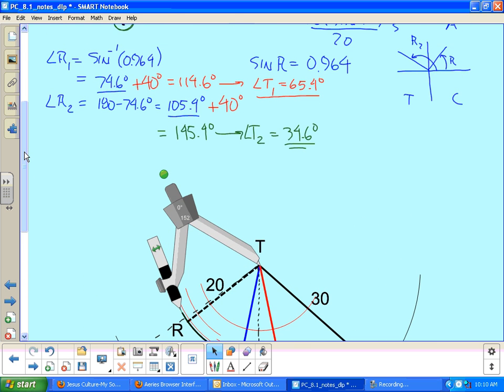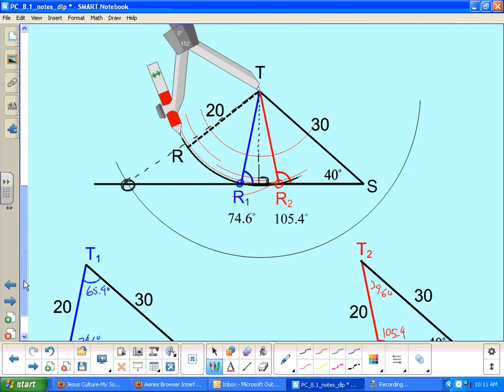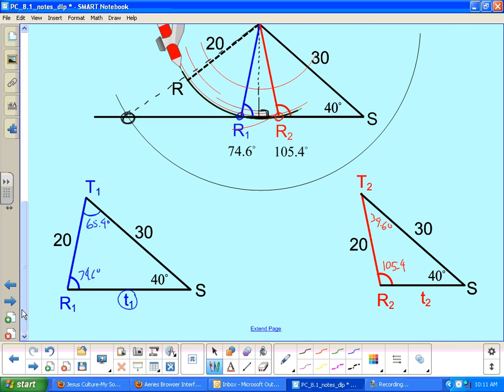We have to actually go back and finish this, because we didn't find little t1 and little t2. I've got to find all the parts of this triangle. So real quick, let's find little t1. So there's my triangle that resolves. How am I going to find little t1? Showing all of that stuff right there.